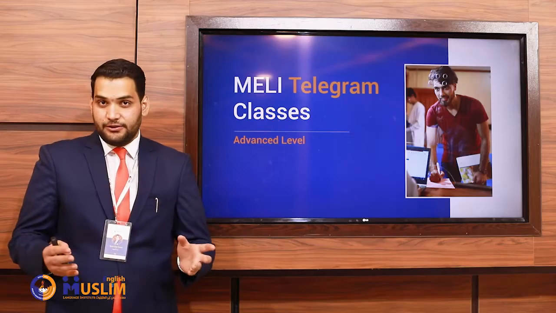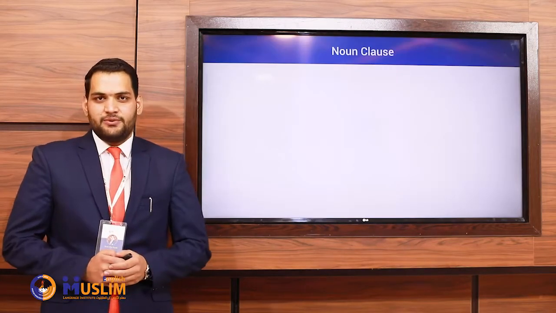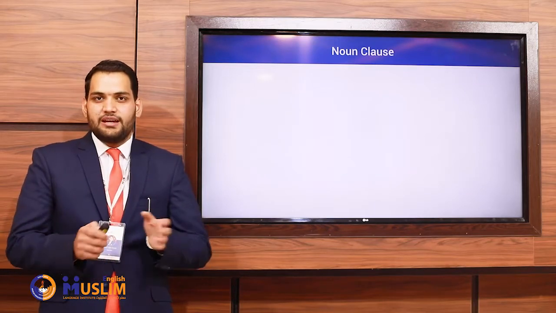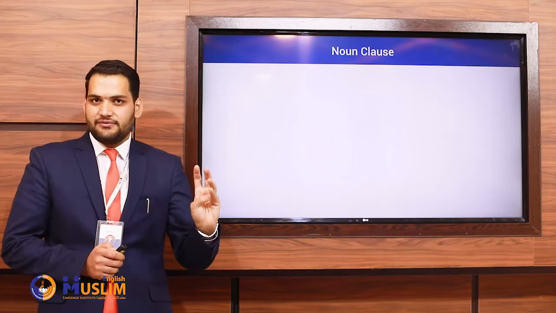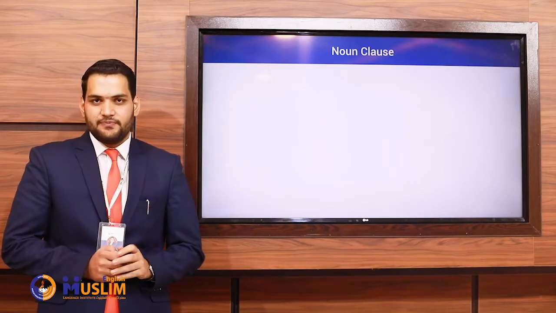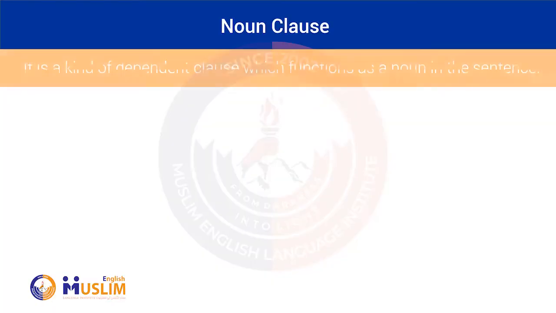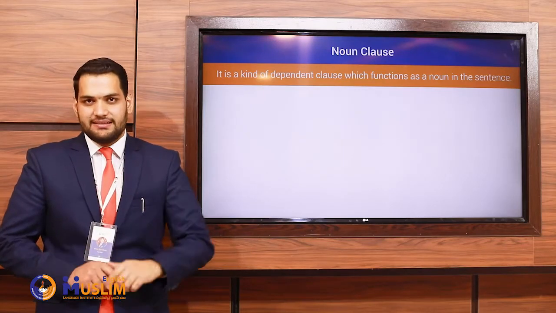This is the grammar lesson for advanced level. In this lesson, we're going to talk about a noun clause. Up to now, we have talked about two types of dependent clauses, an adjective clause and an adverb clause. Today, we're going to talk about a noun clause. What is a noun clause? It is a kind of dependent clause which functions as a noun in the sentence. It's pretty simple. A noun clause functions as a noun in a sentence.